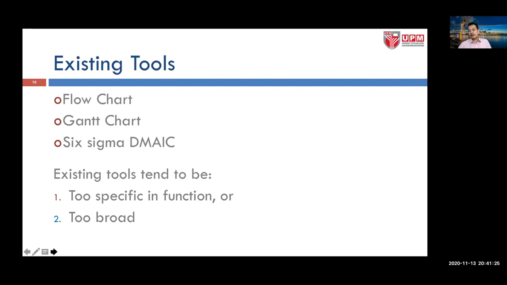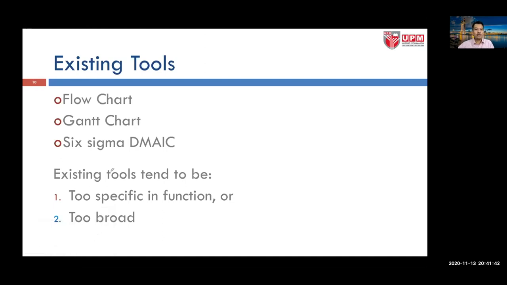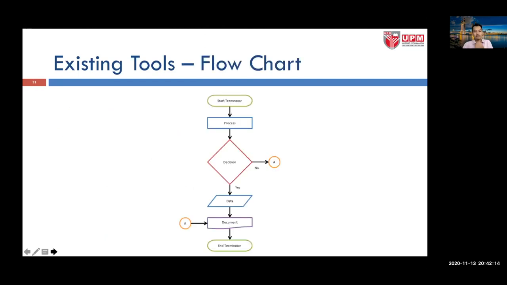Existing tools. As a student, or if you are doing research in your workplace, or you did some study before, probably in your undergraduate, you may already be familiar with the term flowchart. Of course, you have a Gantt chart, you have project management work, and maybe some of you are already familiar with the term Six Sigma, DMAIC. So the existing tools that we have known before are too specific in function, and in some cases too broad. Let me share with you what I'm talking about.